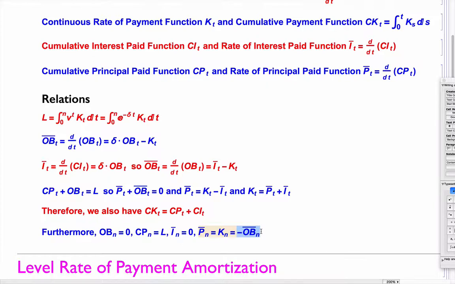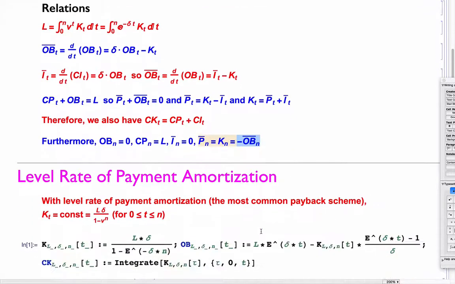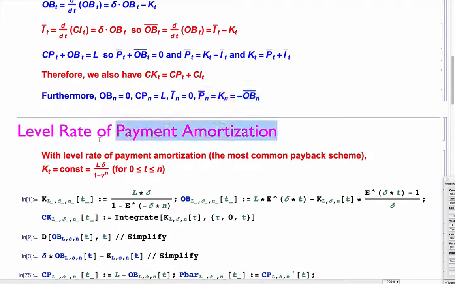All right, that's all the background. Now what we want to do is illustrate these ideas in two cases, the same cases as in video 81. You've got a level rate of payment, a total rate of payment, which has to be this constant function, equal to L delta over 1 minus v to the n.